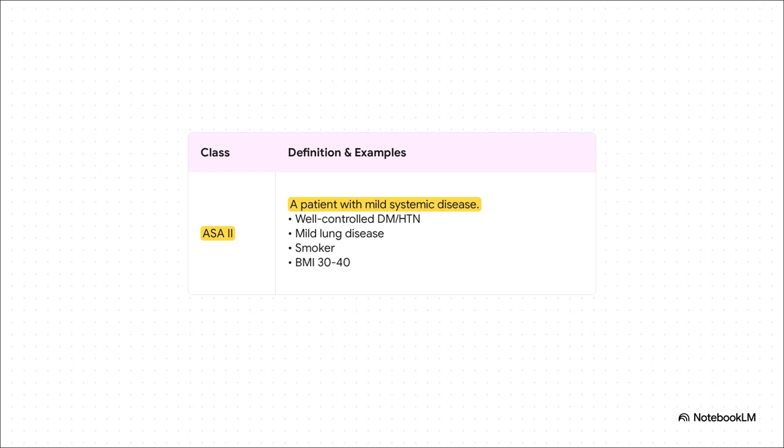Okay, now we're stepping up to ASA 2. With this class, we're introducing a mild systemic disease. Now, the big thing to remember here is that the condition is well controlled and doesn't really cause any major functional problems. This is your bucket for current smokers, patients with perfectly controlled high blood pressure or diabetes, or someone with a BMI between 30 and 40.